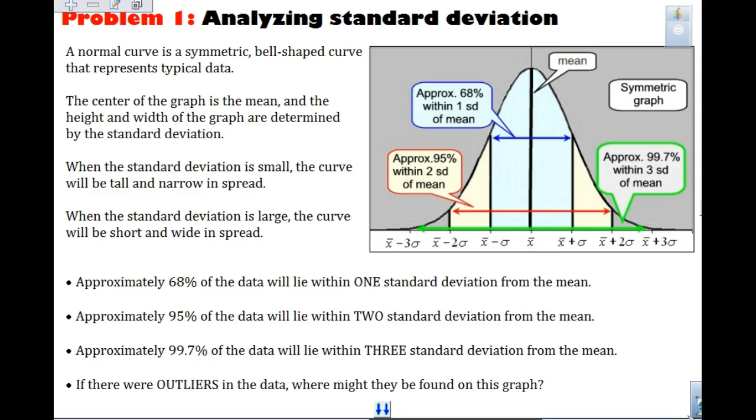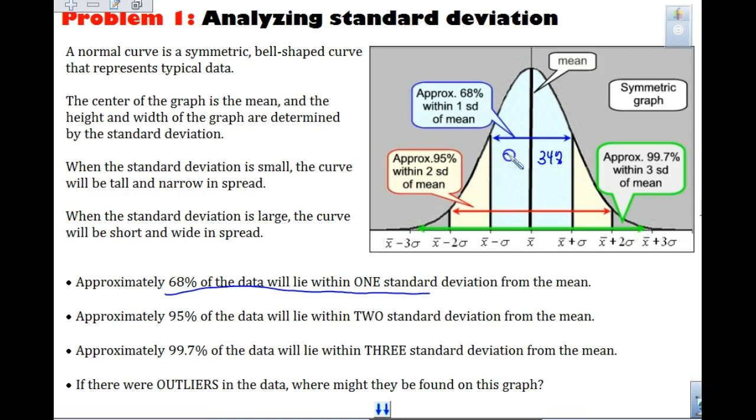So, analyzing the standard deviation: if we look right down the middle, you see the word mean, and down here you see that X with the line over it. That's our symbol for the average or mean. It says a typical normal curve is a symmetric, bell-shaped curve that represents typical data. The center of the graph is the mean, and the height and width of the graph are determined by the standard deviation. When the standard deviation is small, the curve will be really tall and narrow. When the standard deviation is large, the curve is going to be short and wide, so it will be much more spread out. Approximately 68% goes within one standard deviation. So up here in blue, 68% of my data, which if I divide 68 by 2 means what percent is on each side?